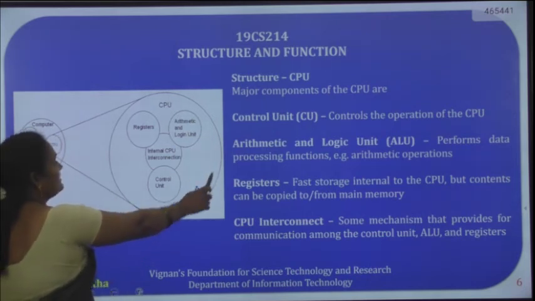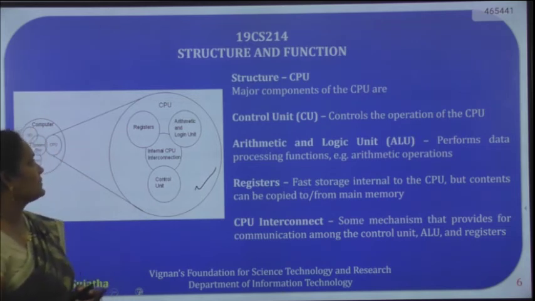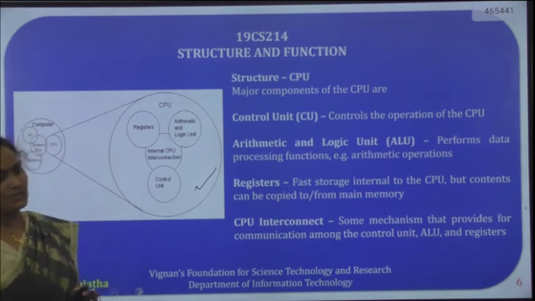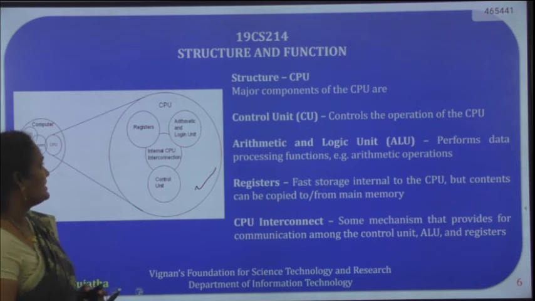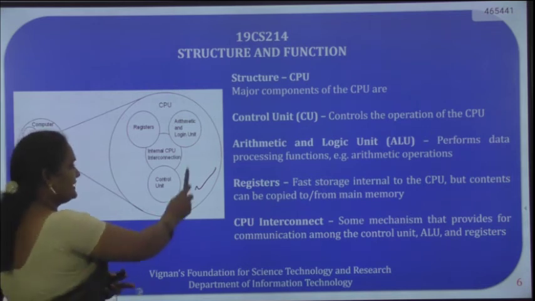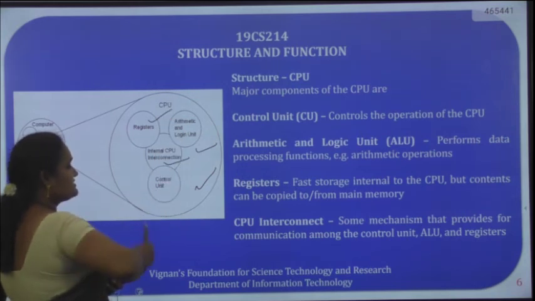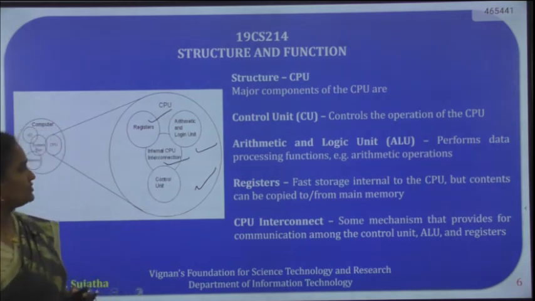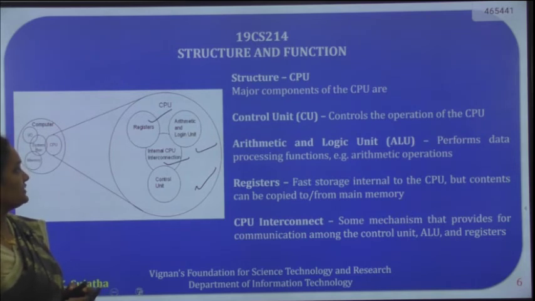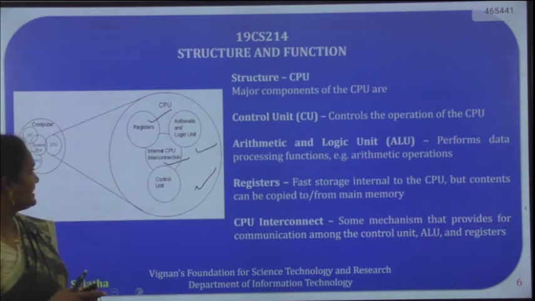So now here, what are the various components that are present in the central processing unit? The major components are control unit, arithmetic logic unit, various registers, and internal CPU interconnection. So these four are the major components that we have in the structure of CPU: control unit, arithmetic logic unit, various registers, and internal CPU interconnection.